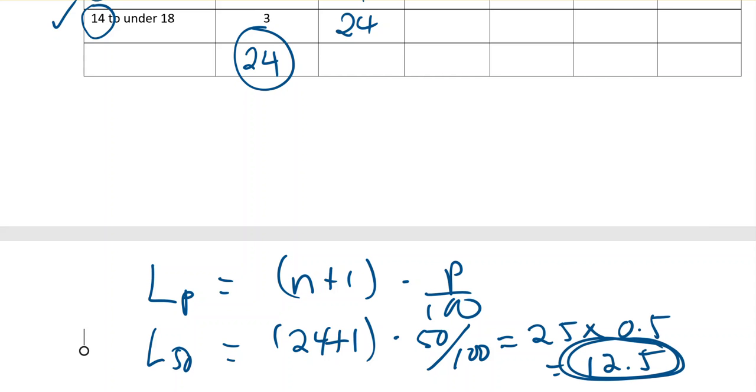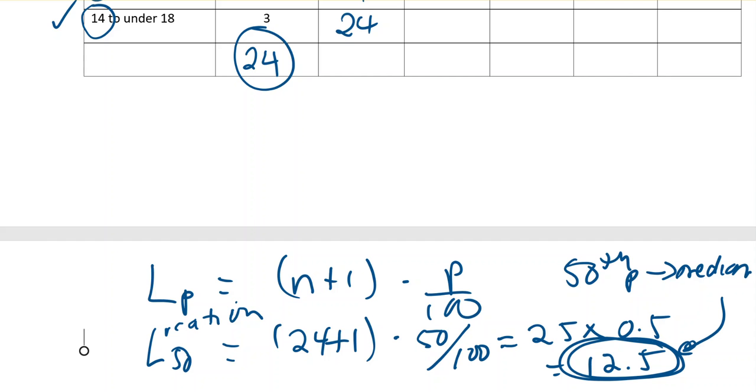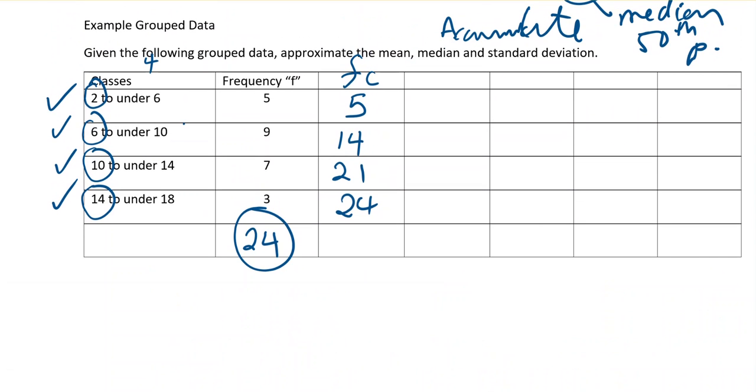This tells me that the location, L for location, of the 50th percentile, which is the median, is between the 12th number and the 13th number. I actually know it's halfway between the 12th number and the 13th number because it's 0.5. So 12.5 tells me it's between the 12th number and the 13th number. So let's look at our table.